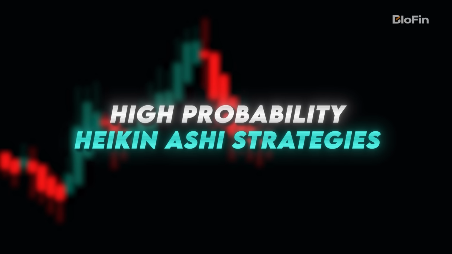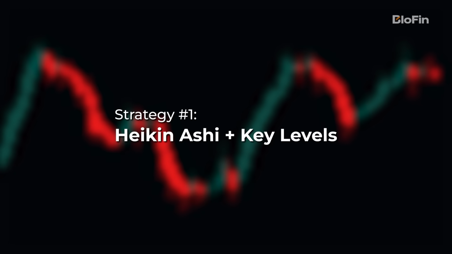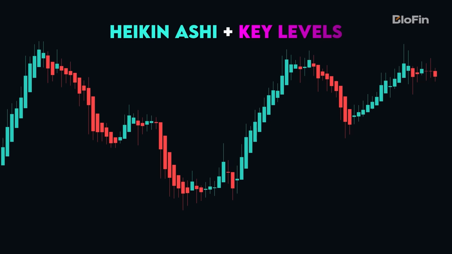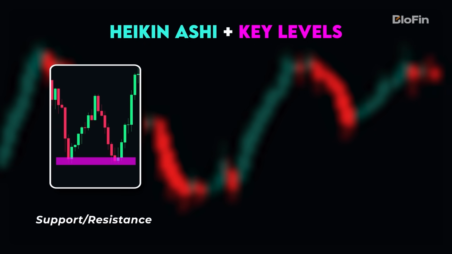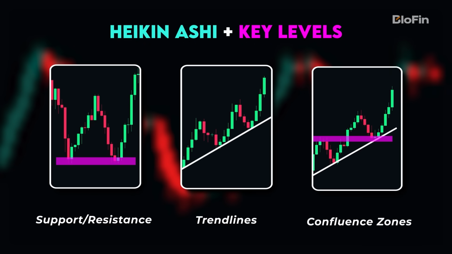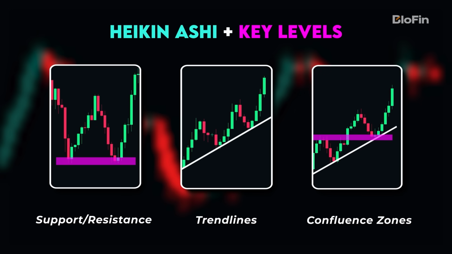So pay close attention. Strategy number 1. One of the most effective ways to use the Heikin Ashi is by combining it with key levels. Key levels are areas where price tends to react from. Examples of key levels are support, resistance, trend lines, and confluence zones, which is where multiple key levels converge.